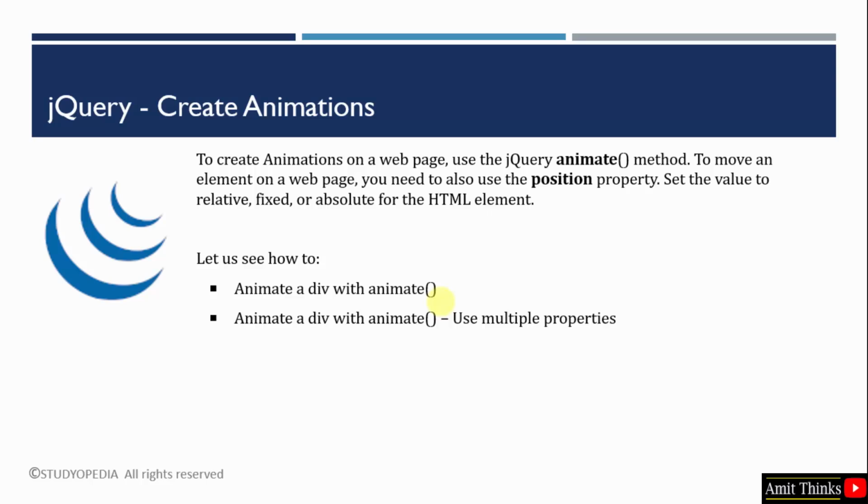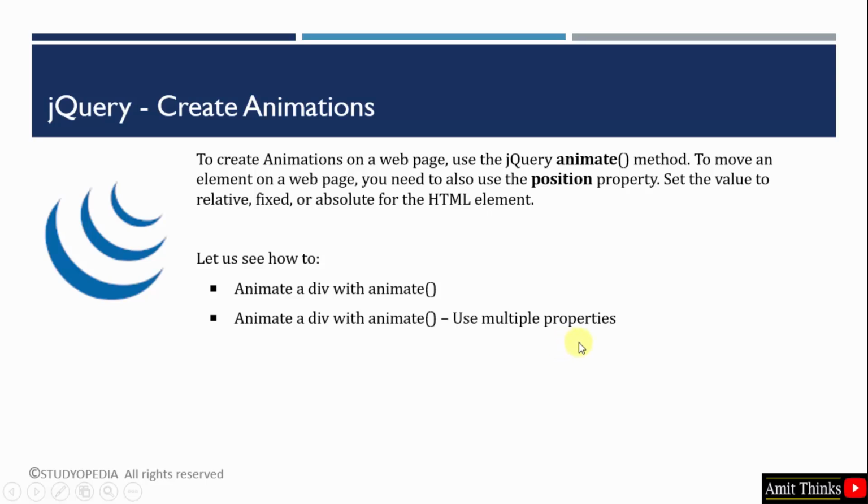Okay, but what about setting multiple properties while animating? Let's say you want to animate a div and you want to show that the font size decreased after animation, the height and width also decreased. So for that, we will see the second example. In this, we will use the same animate method, but we will also use multiple properties within the animate method to change the height of the div, width as well as the font size.